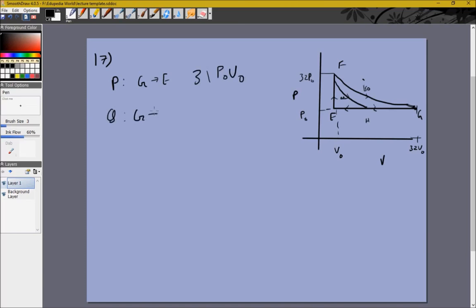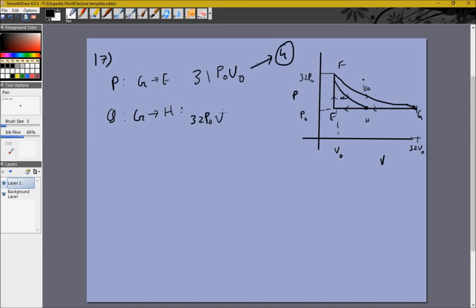Q is G to H. Now G to H would be interesting. We need to calculate parameters for H, right? So from here and here, we can use PV to the power gamma is equal to constant. Gamma will be equal to 5 by 3 because it's a monoatomic ideal gas. So what we'll get is 32 P naught. So this goes to option 4.